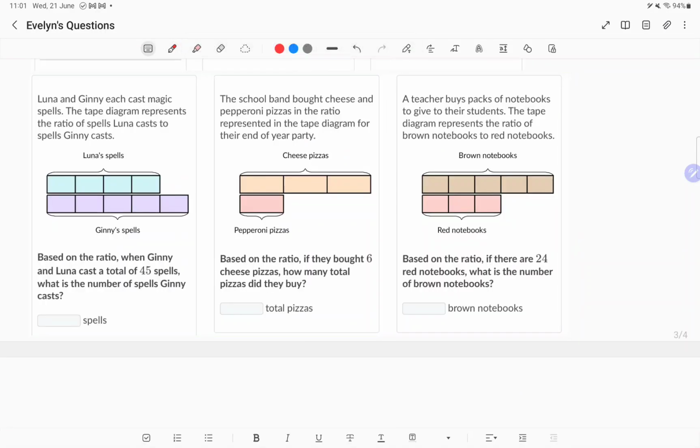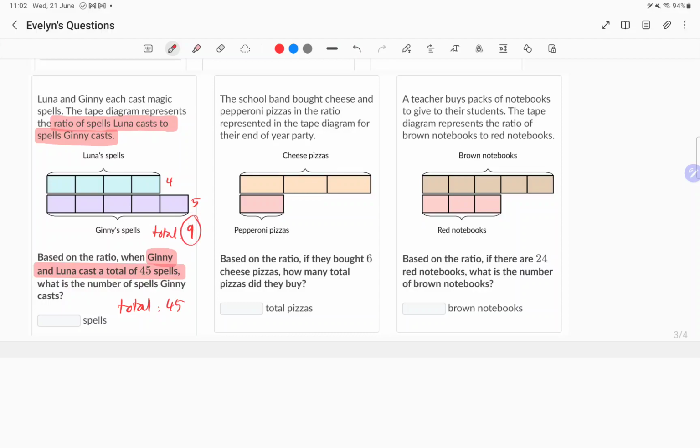All right, and next will be these questions here. So they're saying this is the ratio of spells Luna cast to Ginny, right? Luna is the top 4 there and Ginny is 5. So Luna to Ginny is 4 to 5. But let's see. So when Ginny and Luna cast a total of 45, now note that total, right? Total is 45, and how many parts are there? Luna has 4 parts, Ginny has 5 parts, so in total is 9, right?